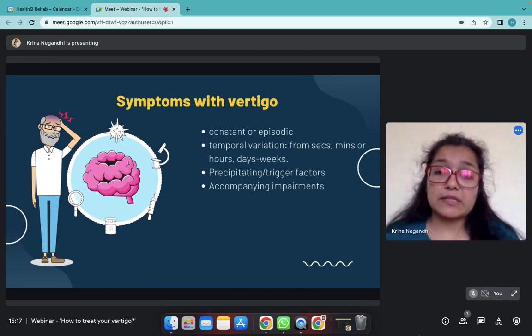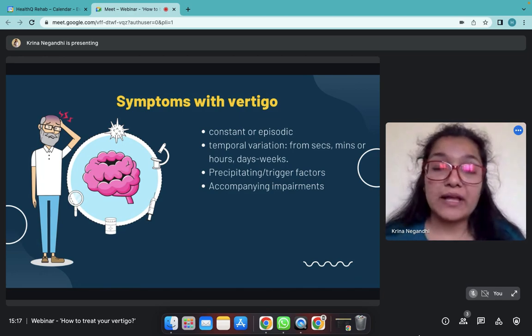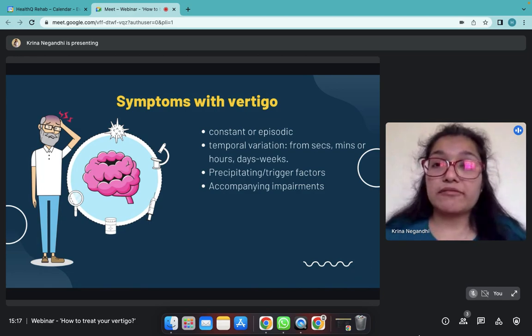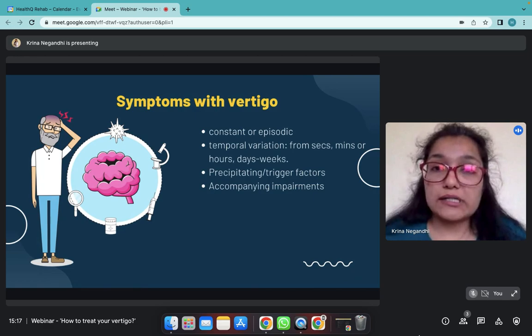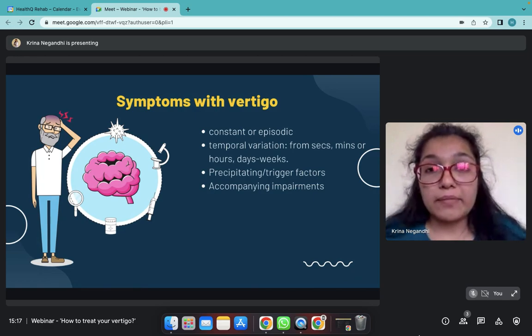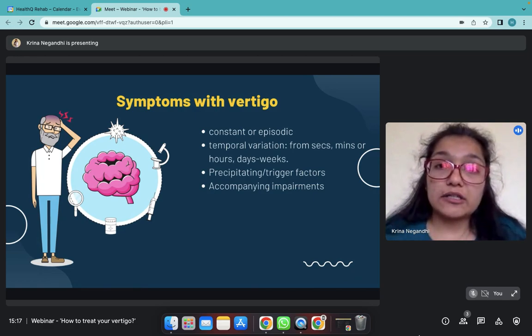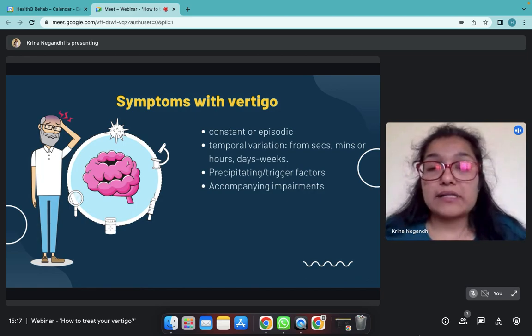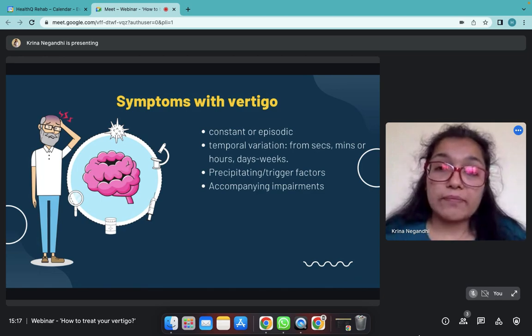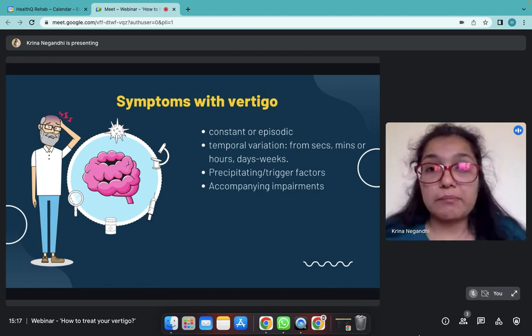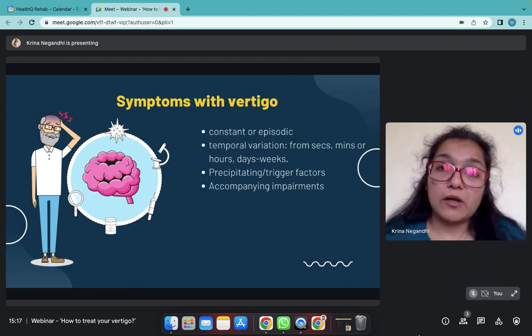There are several precipitating and trigger factors too. These could be vertigo at rest, spontaneous vertigo, vertigo while walking, vertigo while changing and turning the position of the head quickly, and accompanying impairments including hearing loss and several central impairments like dysarthria, dysphagia, etc., along with migraine.